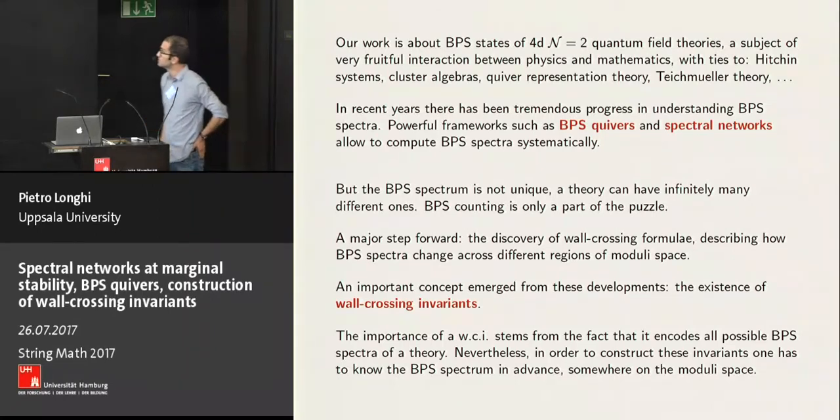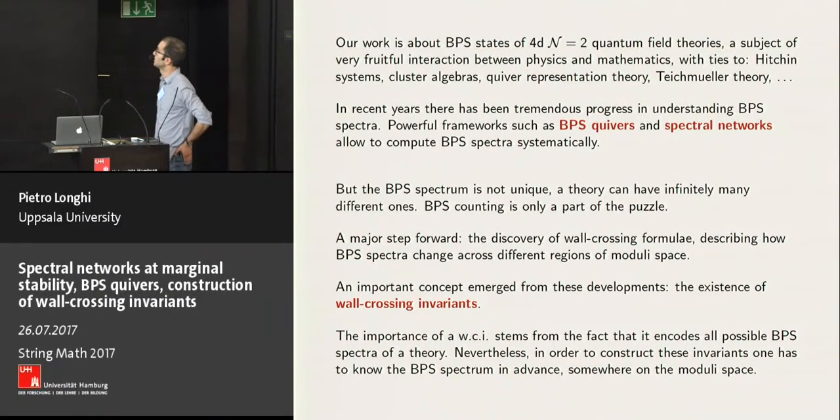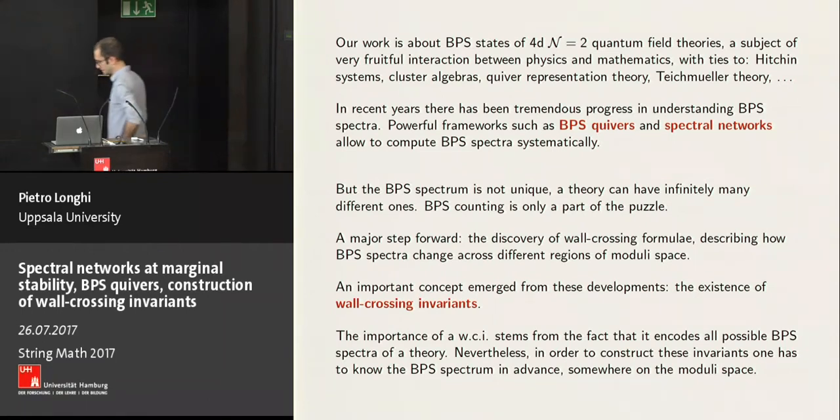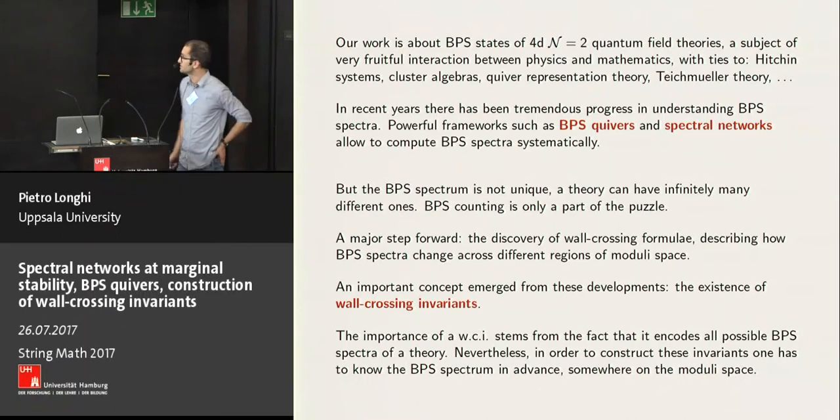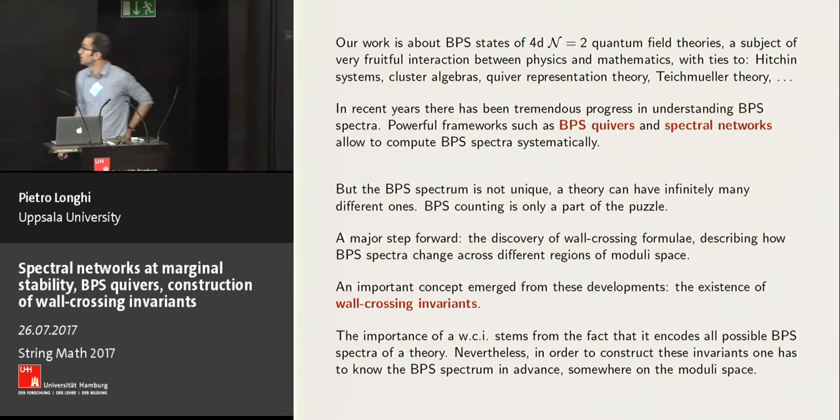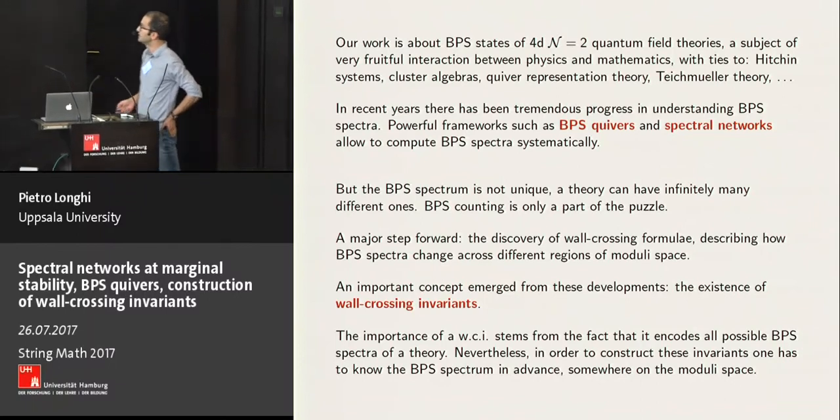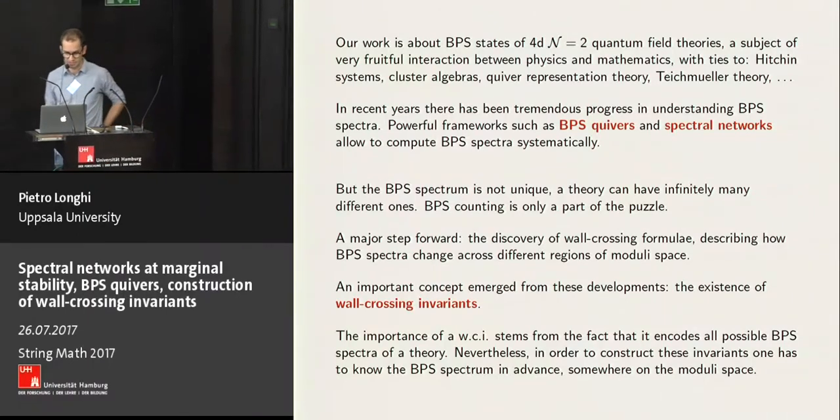So a major step forward was the discovery of wall-crossing formulae, which describe how the spectrum changes across different regions of a moduli space. And an important idea which came out of this development is the existence of certain quantities known as wall-crossing invariants, which encode all the possible BPS spectra of a theory. However, in order to compute the wall-crossing invariant, one often needs to know in advance what the spectrum is.